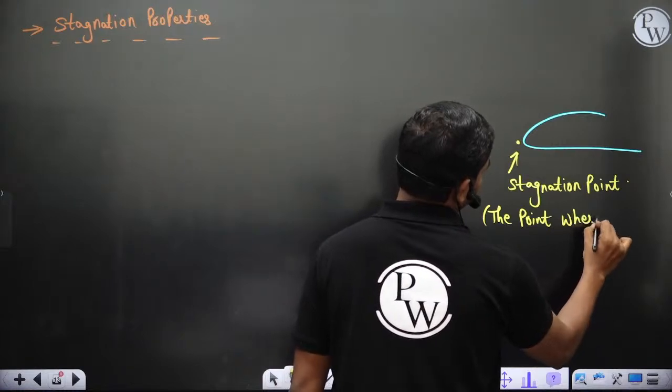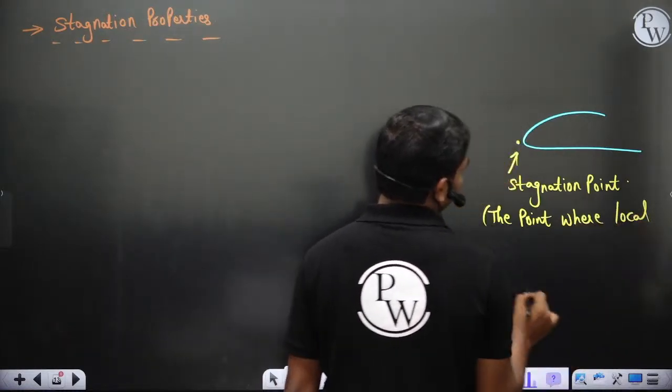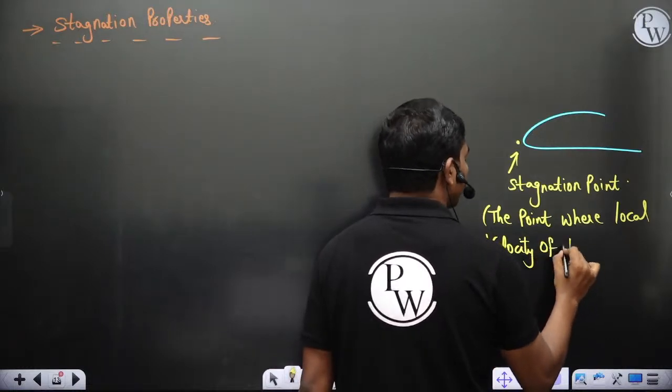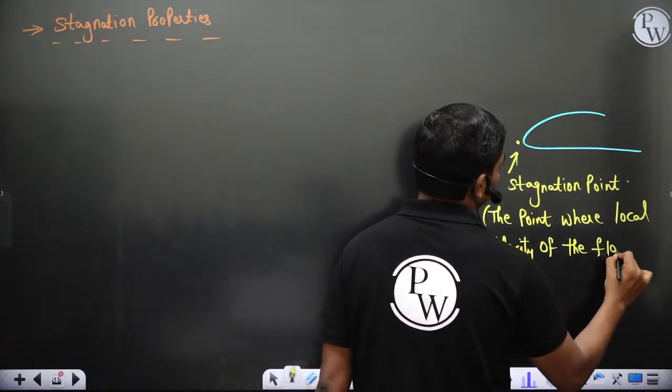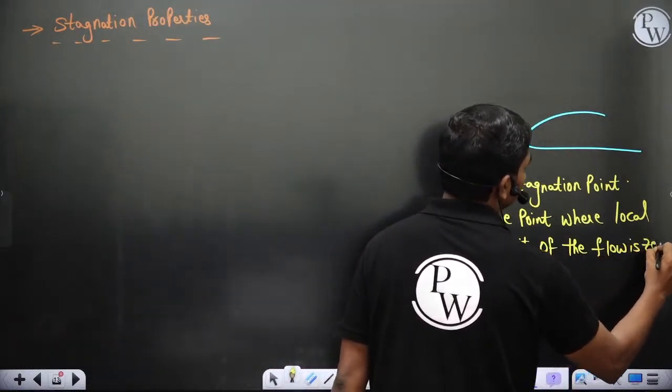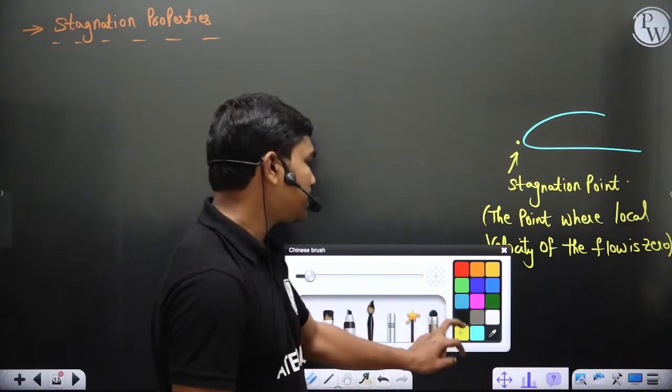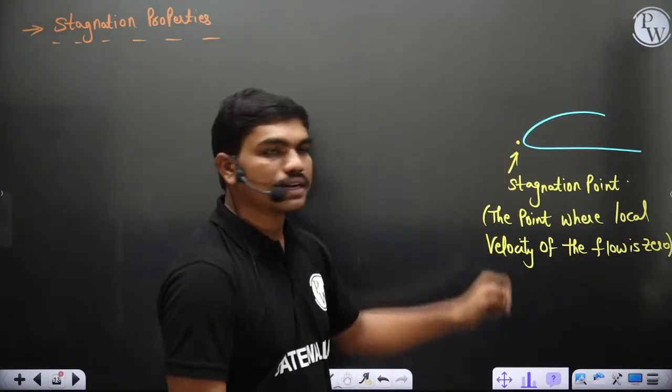So this stagnation point is basically the point where the local velocity of the flow is 0, correct? So this is the stagnation point. Now what are stagnation properties? They are nothing but the properties at that particular state of the fluid.